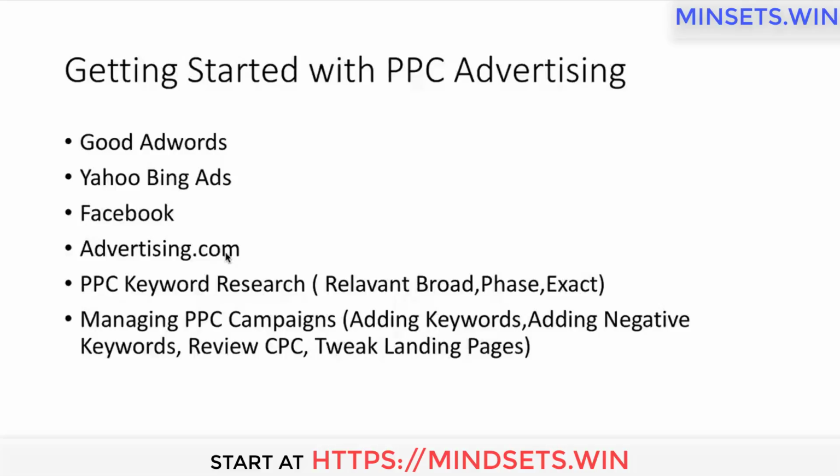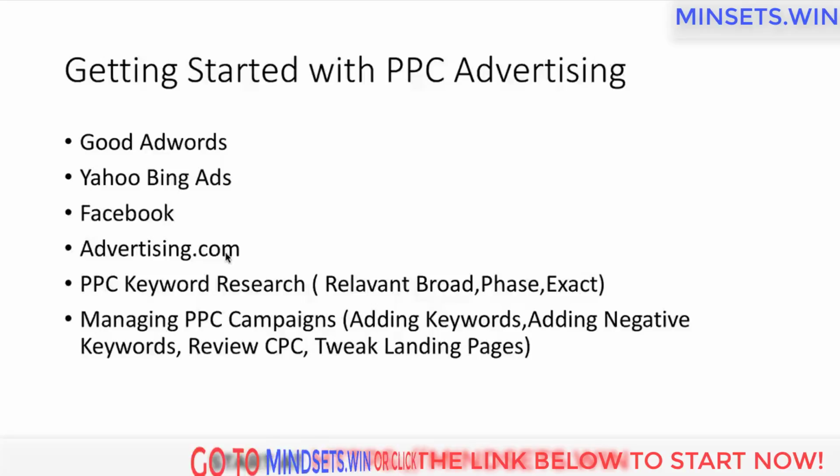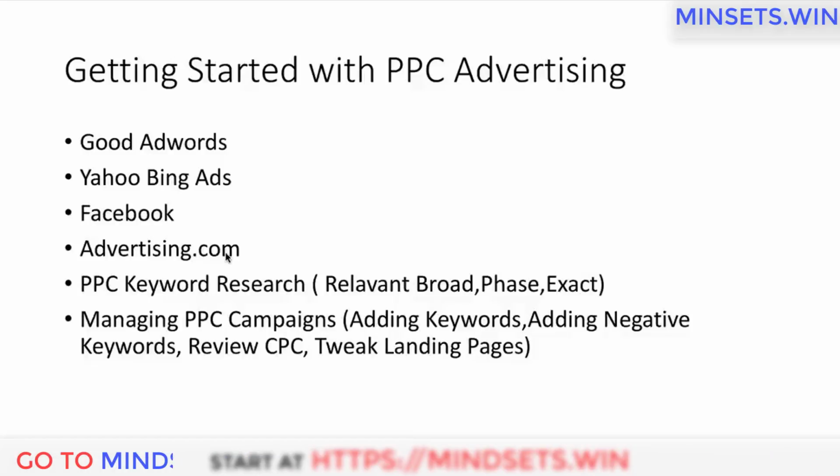And when you're researching those keywords, there are basically three categories of keyword types. If you're familiar with PPC, you know exactly what I'm talking about. But I figure for someone that's maybe watching this video for the first time, you may not realize there are three basic types of keywords when you do PPC advertising. That's broad match, phrase match, and exact match.